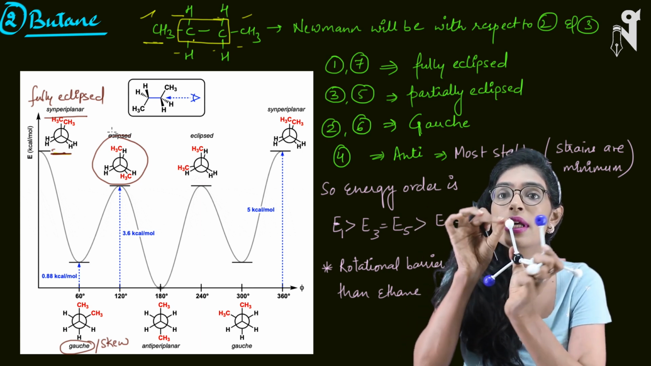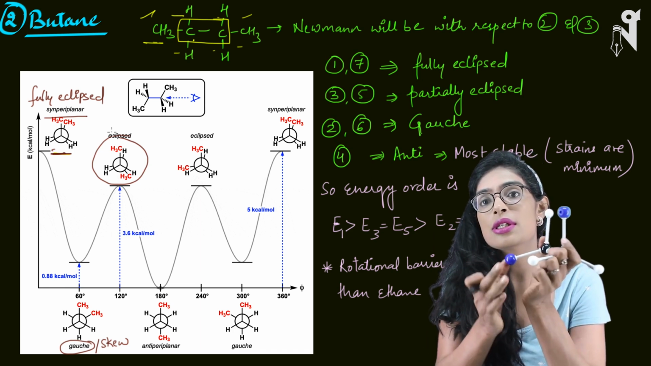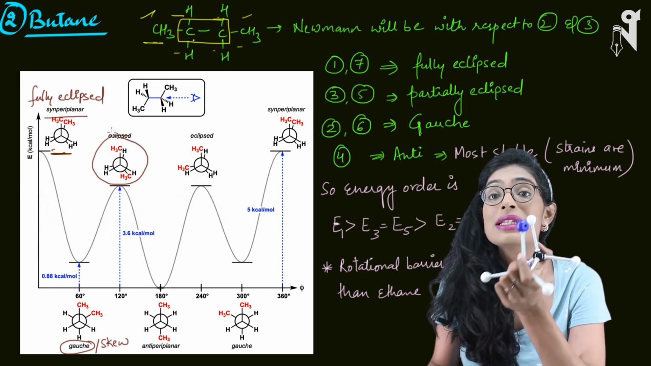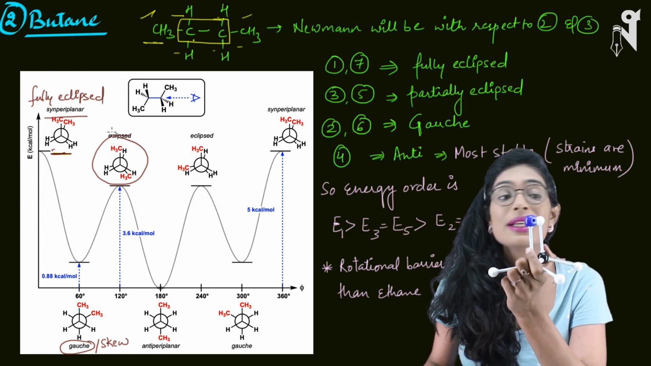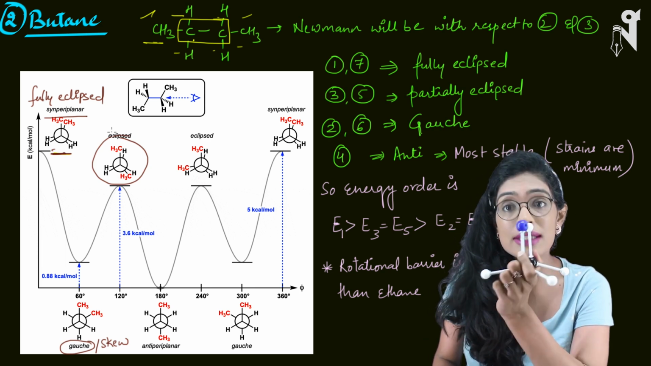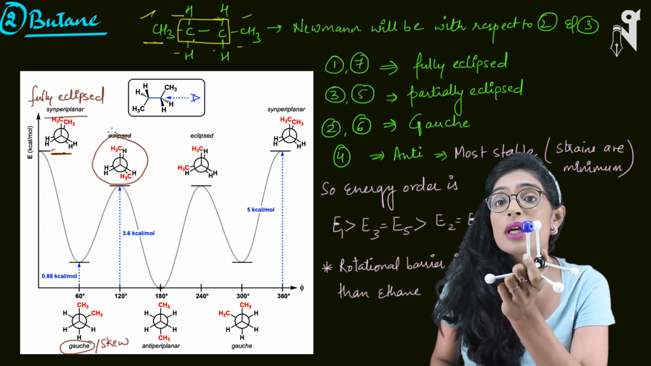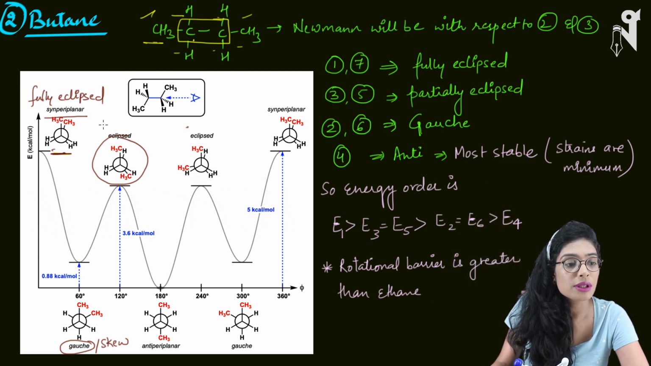Here CH3 is there and hydrogen is here. So the group is different. Here hydrogen is there and CH3 is there. So basically different groups are covering each other, not the same groups. In the case of fully eclipsed, the same groups were covering each other. Here, in this kind of eclipse, different groups are covering each other. Hence, we call it partially eclipsed.